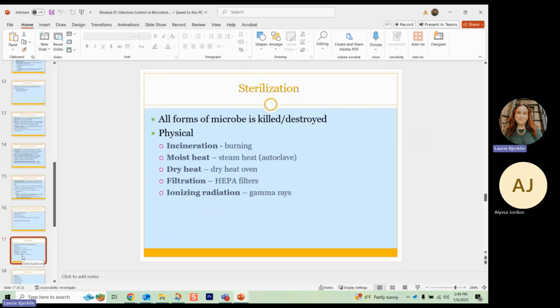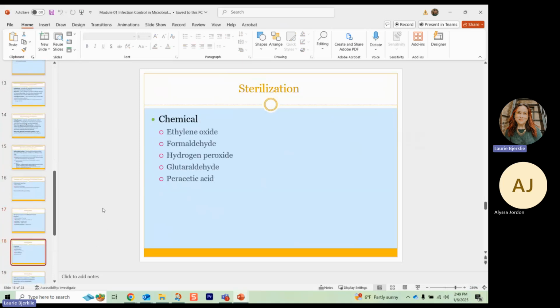But we also have autoclaves, of course, hospital wise, if you think surgical instruments, radiation using gamma rays. So those are all forms of physical sterilization to kill microbes. There's also chemical sterilization. So there's a bunch of different chemicals. Formaldehyde is probably a popular one you've heard of.